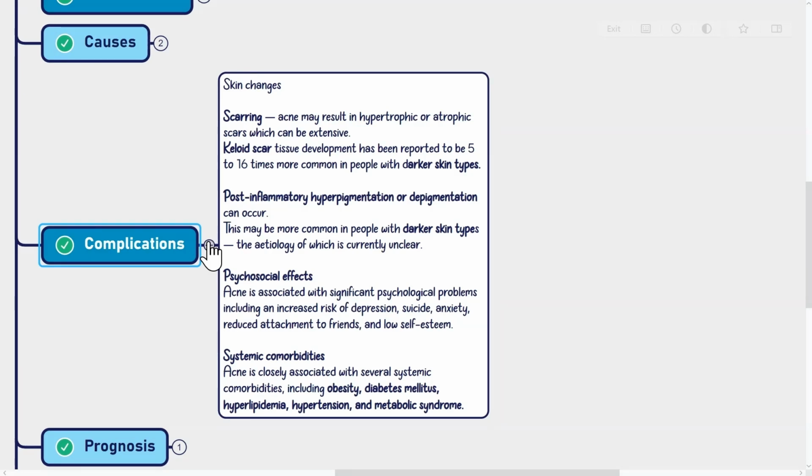Psychosocial effects. Acne is associated with significant psychological problems including an increased risk of depression, suicide, anxiety, reduced attachment to friends, and low self-esteem. Systemic comorbidities. Acne is closely associated with several systemic comorbidities, including obesity, diabetes mellitus, hyperlipidemia, hypertension, and metabolic syndrome.